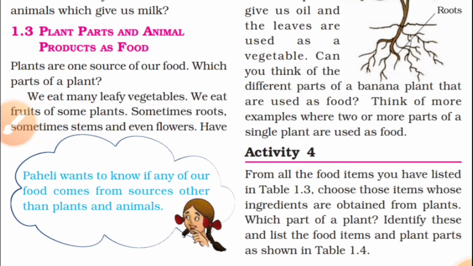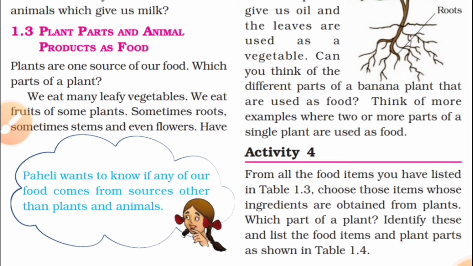Then some plants have two or more edible parts. Some plants have edible leaves, some have a stem, like potato. These are the edible parts of a plant. Seeds of the mustard plant give us oil, and the leaves are used as a vegetable. The mustard leaf can be fried in oil and eaten as food, and the seeds are used as a spice. Clear? So these are the edible parts of a plant.